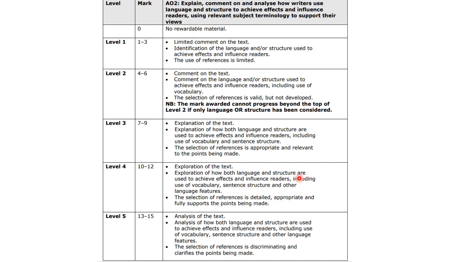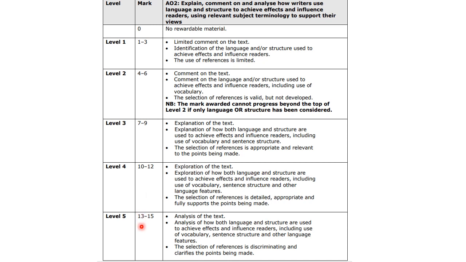In order to move up the levels and away from this idea of just explaining, we look at level 4, and level 4's key word is exploration. We're exploring how both the language and structure are used to achieve those effects. We're thinking about the selection of references being detailed and fully supporting your points. We're looking for synthesis. So are you using 2 or 3 quotations to support the same point and really develop your idea in a lot more depth? So we're not just picking out lots of examples and making a point and moving on.